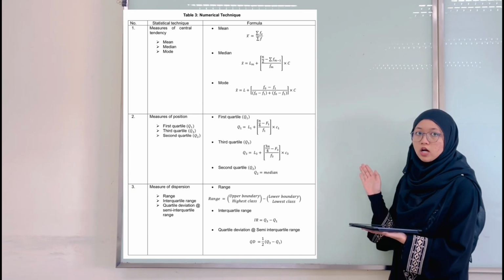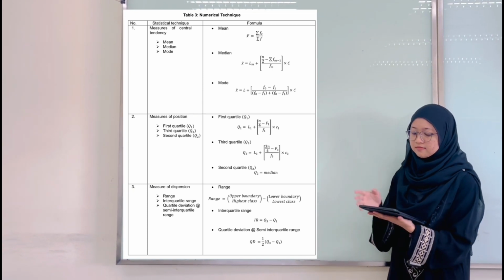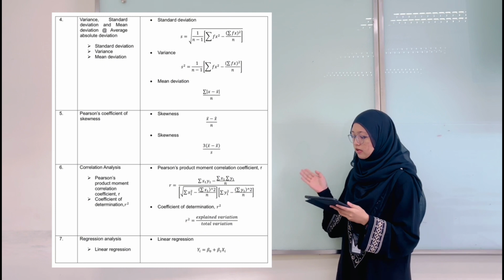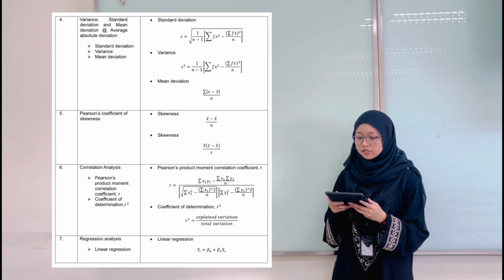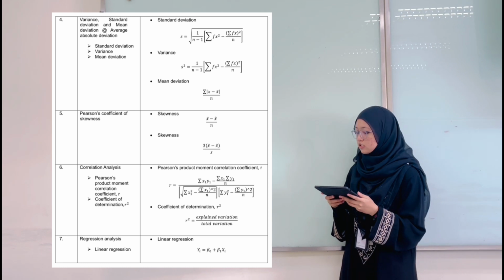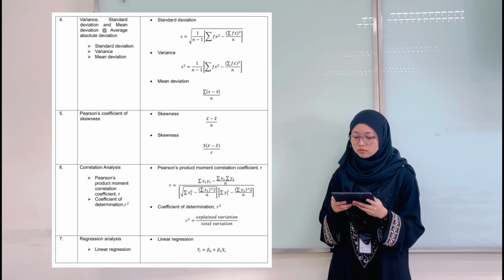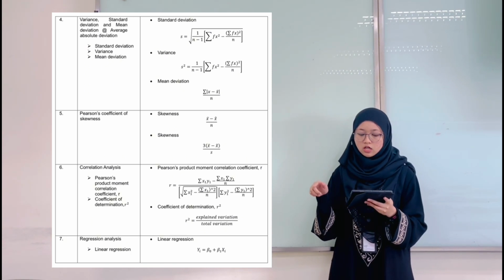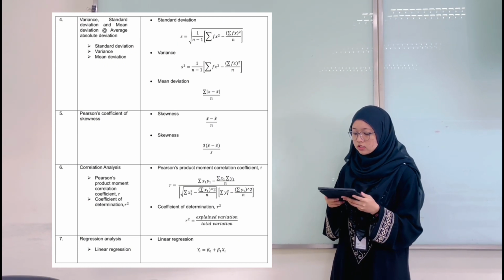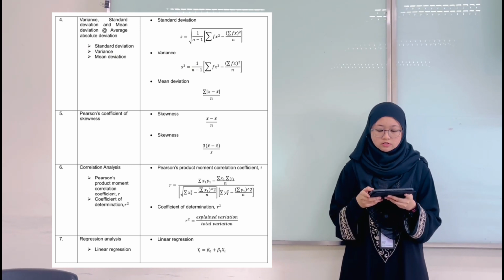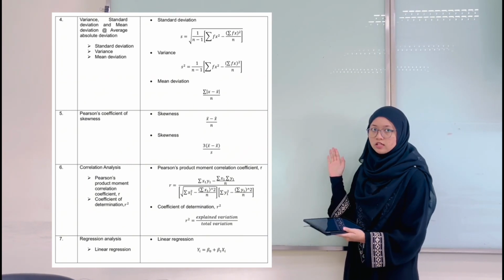So this is the formula, how we calculate it. For number 4 statistical technique, we use variance, standard deviation, and mean deviation. Number 5, percent coefficient of skewness. Number 6, correlation analysis, which is the Pearson product moment correlation coefficient, the small letter r, and then the coefficient of determination, r squared. And the last one is regression analysis, which is the linear regression. This is the formula for how we calculate it. So that's all for Chapter 2. We go to the next chapter.